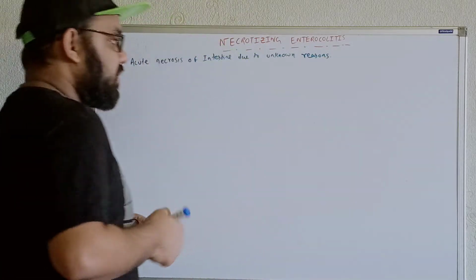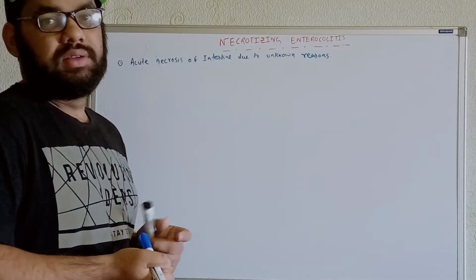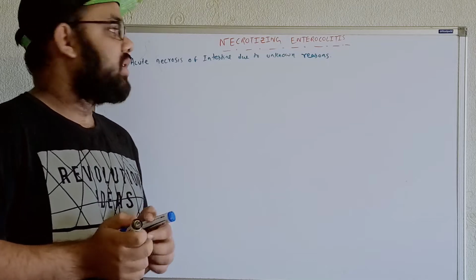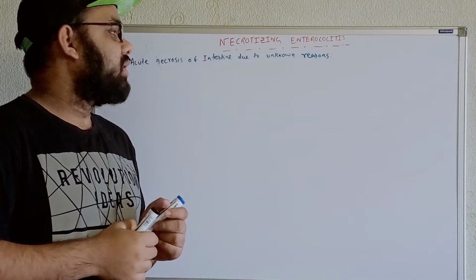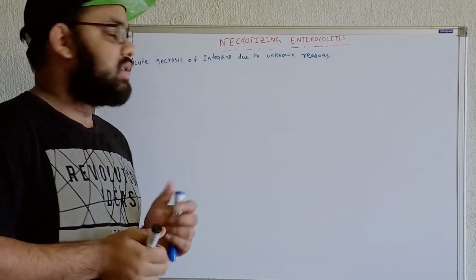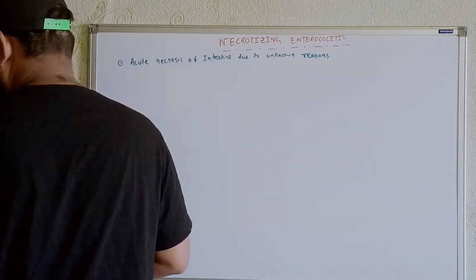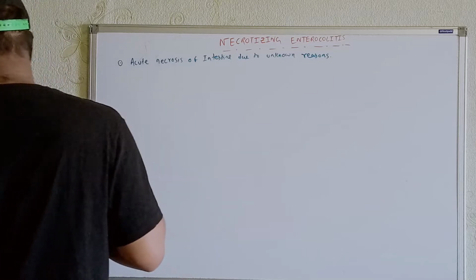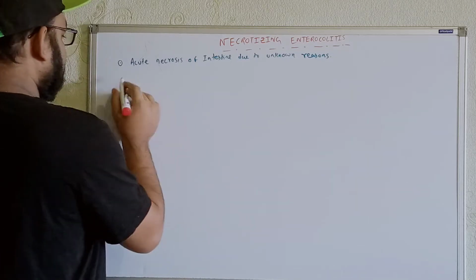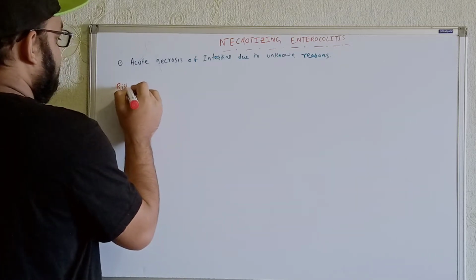Now there are certain kinds of risk factors that can develop these things. What are the risk factors related to this necrotizing enterocolitis? Let's know about them. Let's use this color over here. So what are the risk factors?